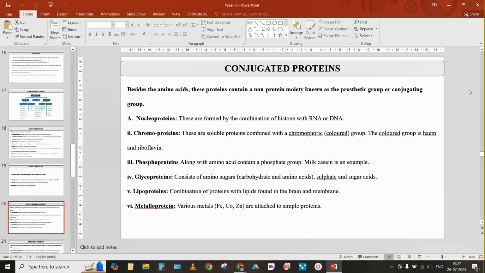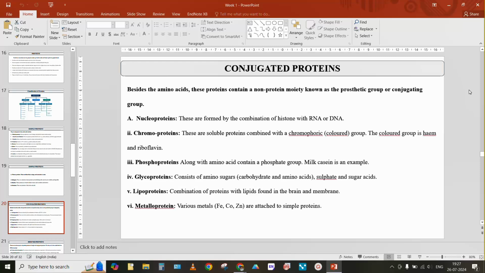Then we come to conjugated proteins. Besides the amino acids, these proteins contain a non-protein moiety known as the prosthetic group or conjugating group. It covers nucleoproteins, chromoproteins, phosphoproteins, glycoproteins, lipoproteins, and metalloproteins. Metalloproteins contain various metals which are attached to simple proteins.